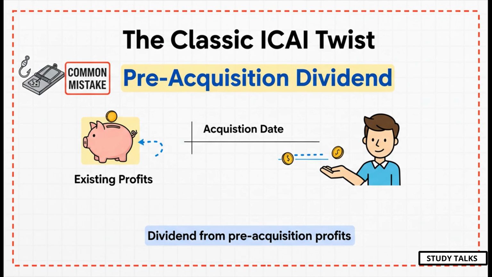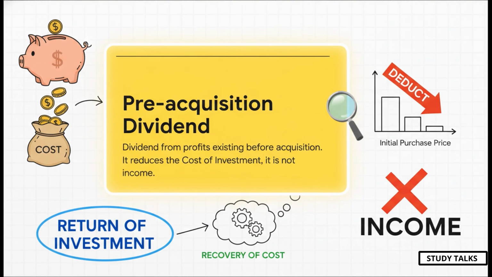And here we go. This is the big ICAI twist, the pre-acquisition dividend. This is probably one of the most common places where students lose marks, so listen up. If a subsidiary pays a dividend from profits it earned before you came along, it totally changes the game for your cost calculation. So let's get this crystal clear. AS21 says a pre-acquisition dividend is not income. Think of it like this. It's a refund.